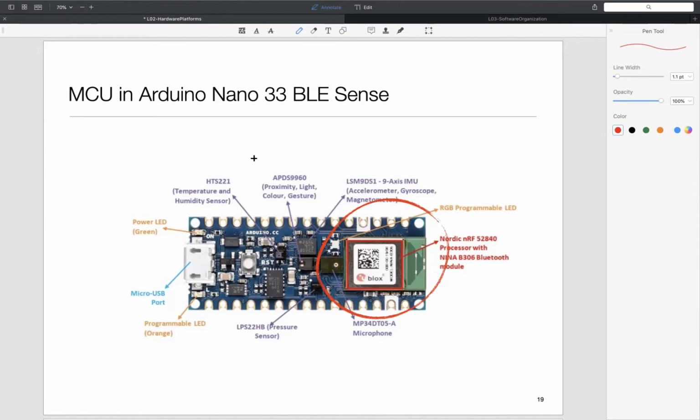As you would see from this, it has a whole bunch of sensors. So it has this 9-axis or 9 degree of freedom IMU. IMU stands for inertial measurement unit. So it's basically measuring acceleration with an accelerometer, gyroscope, and magnetometer. Anyone knows what gyroscope measures?